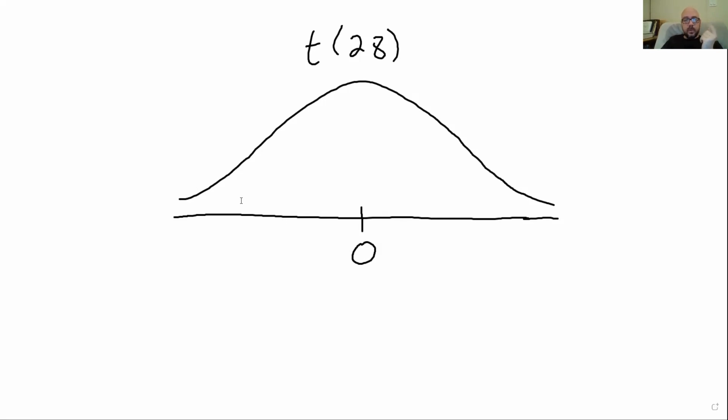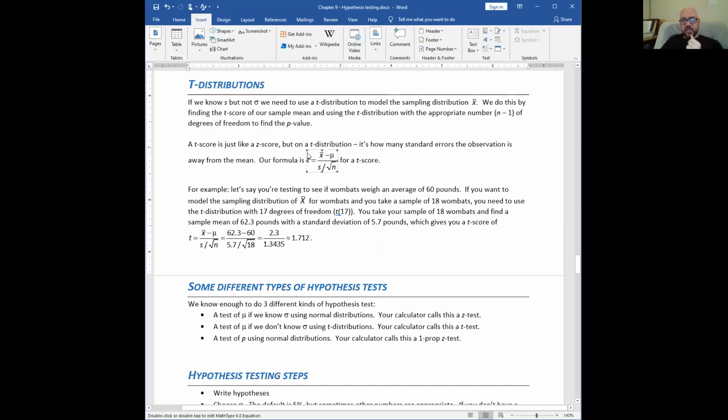If you recall, this is how we calculated z-scores. We would do x bar minus mu, the difference between our sample mean and our population mean, divided by the standard error, which for z-scores was sigma over root n, but for t-scores, it's S over root n. This is the number of standard errors away from the mean that our sample is. That's the way we want to think of this.